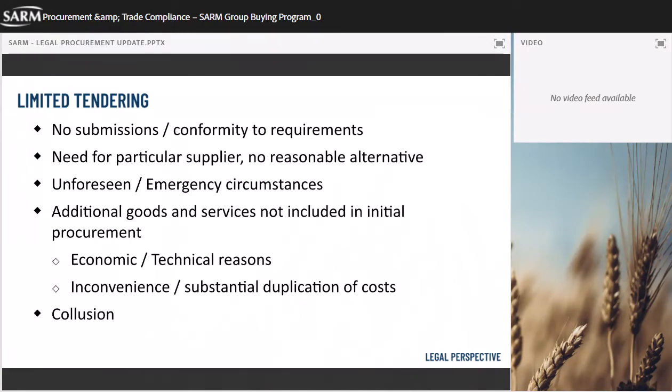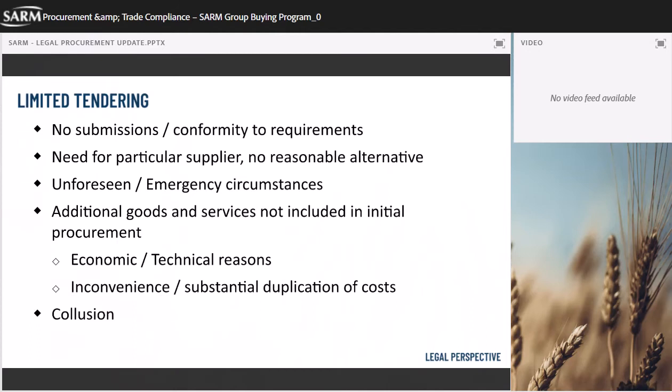There's also a specific limited tendering exception for IT procurements. That will permit limited tendering for additional goods and services that may not have been included in the initial procurement. That's just acknowledging where a change in supplier, for economic or technical reasons, might not be reasonable, and it would cause significant inconvenience or duplication of costs for the procuring entity. So that's one of the instances where we're seeing limited tendering to be permitted.